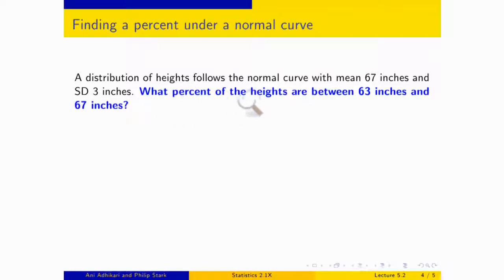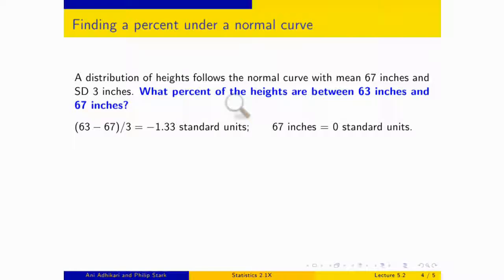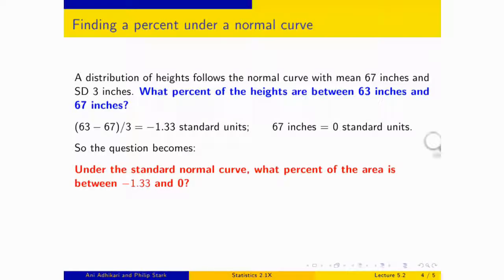So I need to find an area under the normal curve, the only normal curve whose areas I know is the standard normal curve. And so if I'm going to use that, I need to convert to standard units. 63 in standard units, 63 minus the mean divided by the SD, is negative 1.33. 67 inches is just 0. It is the mean. I don't have to do a calculation. So I have translated my question in terms of the standard curve. And the question is now, under the standard normal curve, what percent is in the range negative 1.33 and 0?